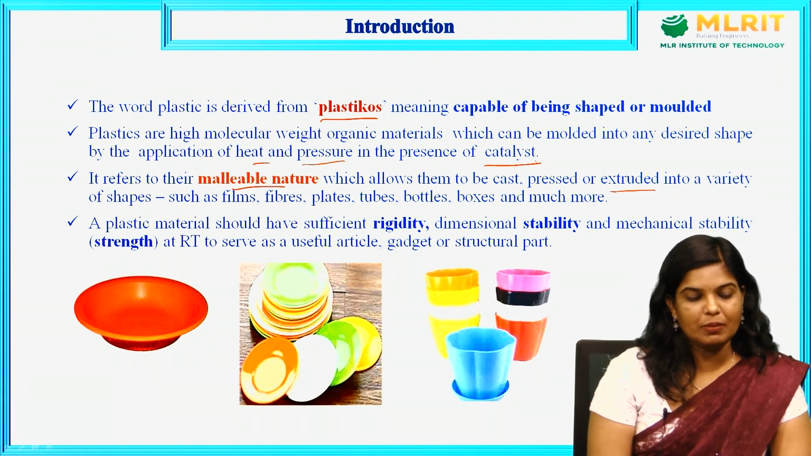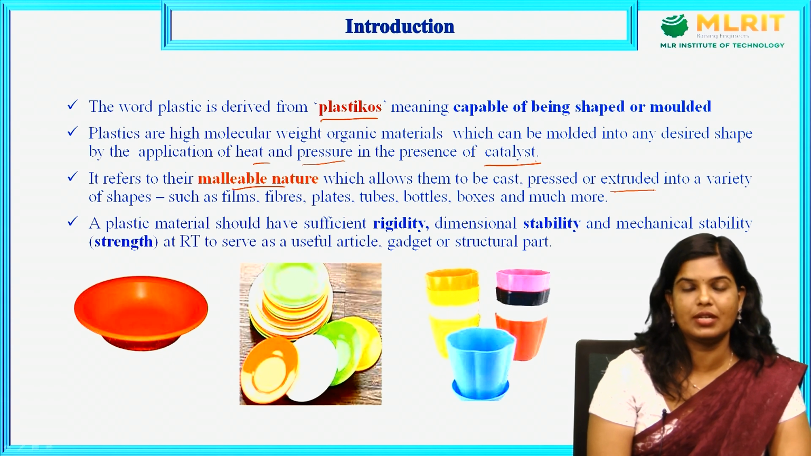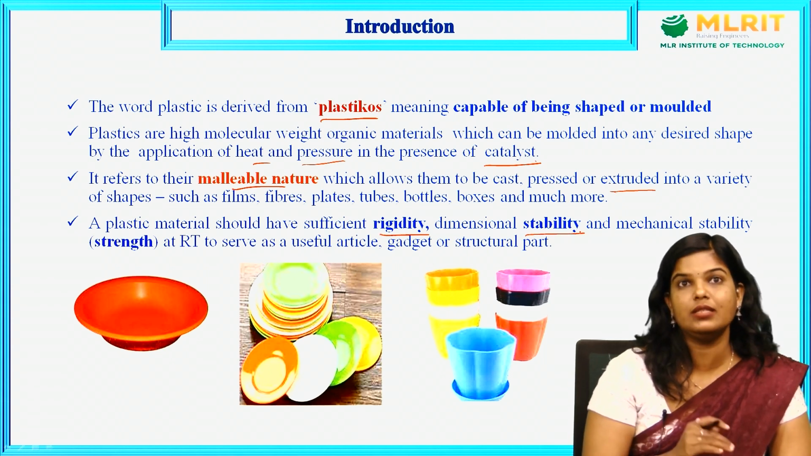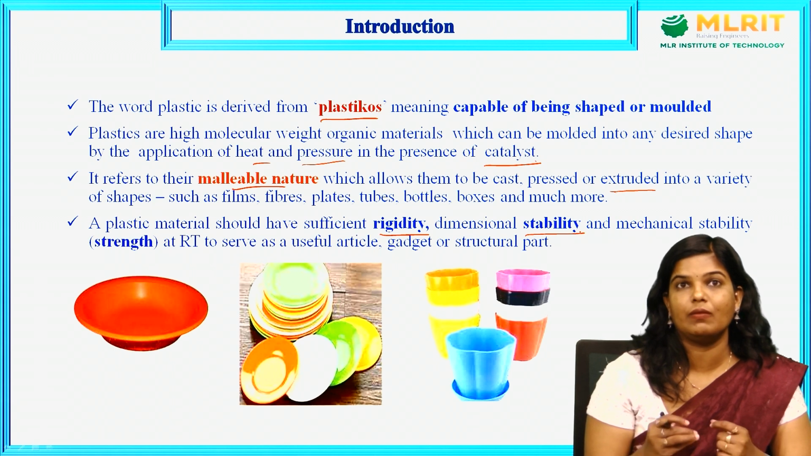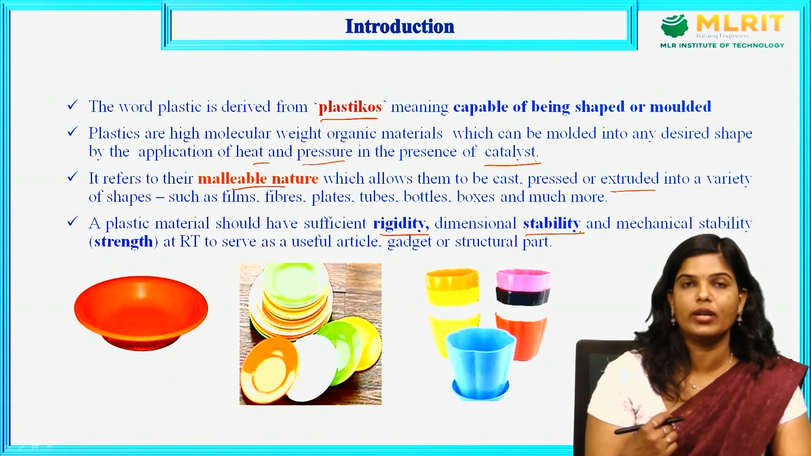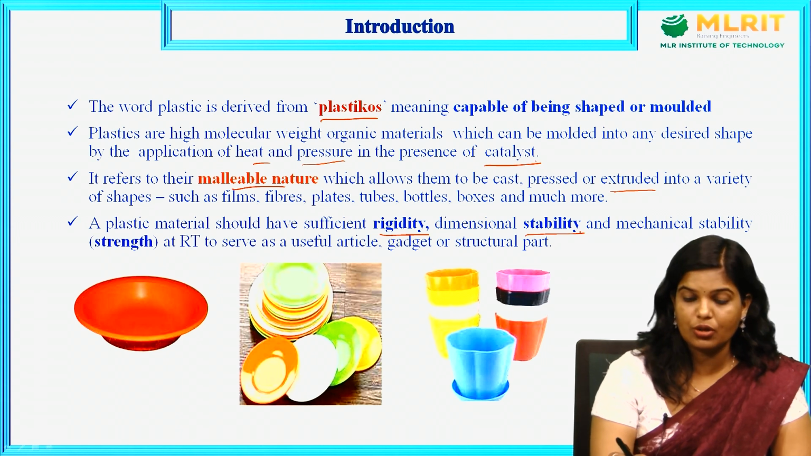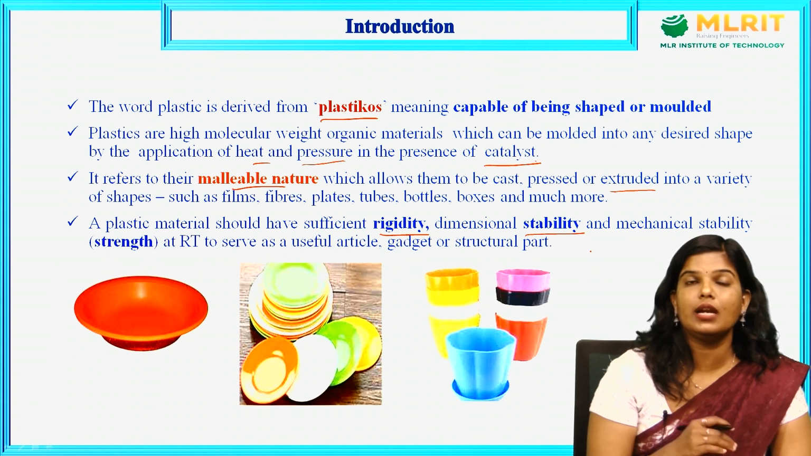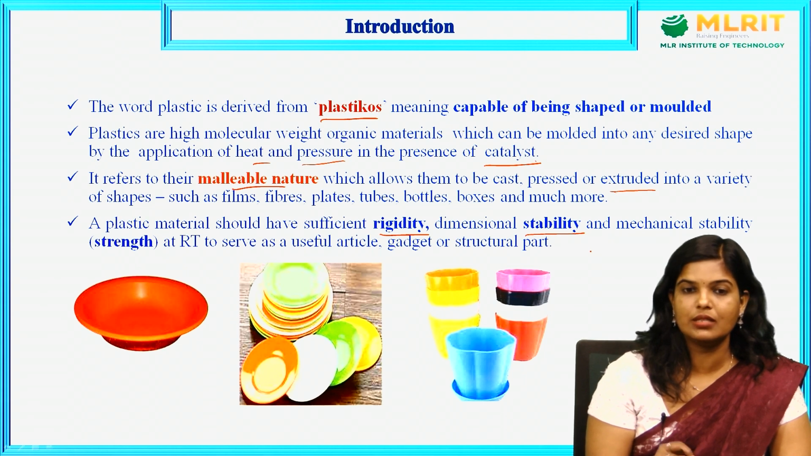A plastic material generally should have sufficient rigidity. Rigidity means hardness. Then dimensional stability, which means that in any dimension, if it is folded, molded or stretched, it should not break. Then mechanical stability, that means even under high mechanical stress or strain, the material has to withstand it. When we apply some pressure onto it, it should not break.